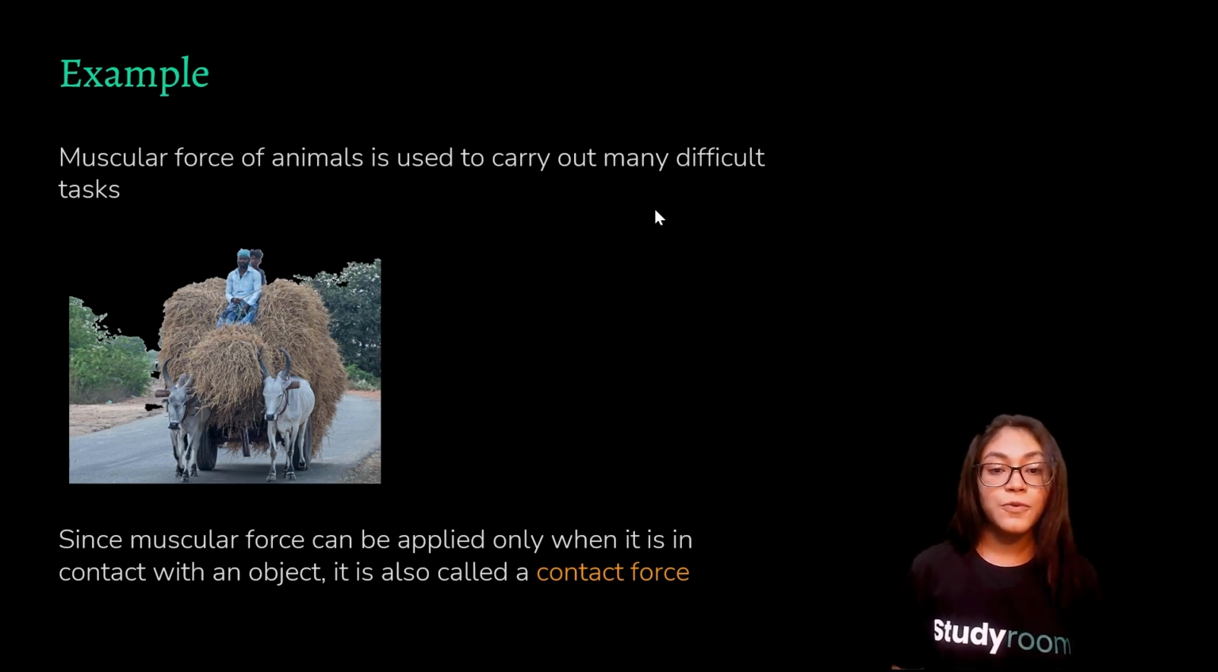Now, since muscular force can be applied only when it is in contact with the object, it is called a contact force. Why is it called a contact force? As the name suggests, again, because there is a contact between the force and where the force is applied. So, therefore, it is known as contact force. Now, let's move on.